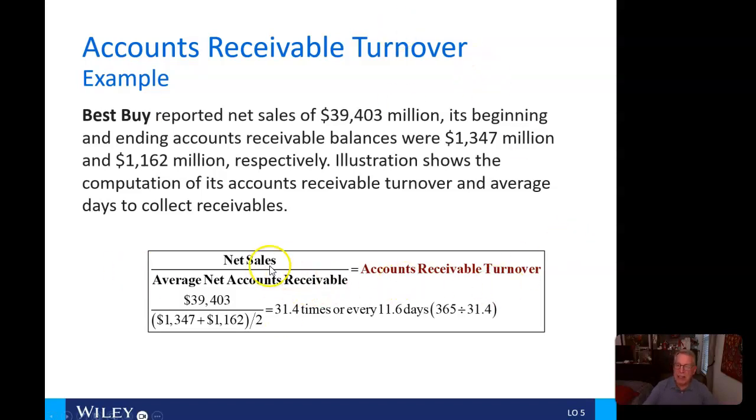So what we do is we take net sales divided by the average net accounts receivable, and that's going to give us our accounts receivable turnover. Again, you can use the page out of the book. I don't want you to have to memorize the actual formulas for all of these. It's in the book. It's no problem using that on the exam. So in this case, it's 31.4 times, or every 11.6 days.